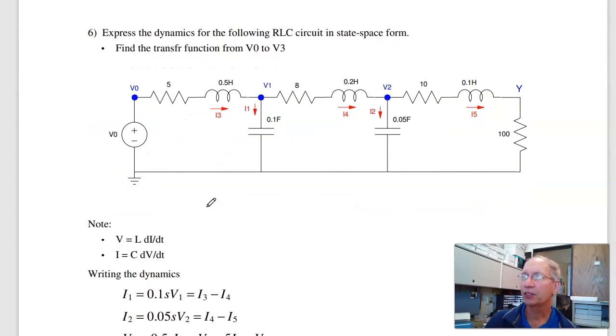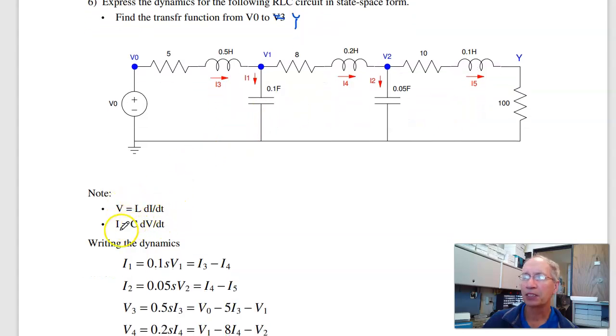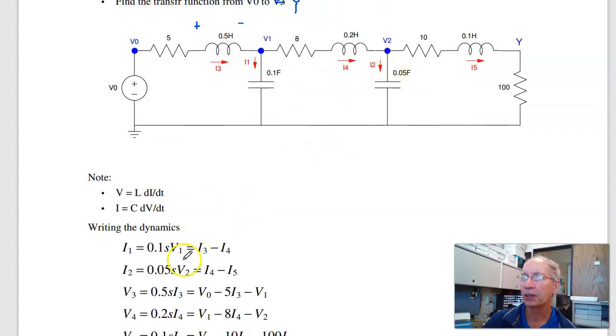Problem 6. Another circuit. Find the transfer function from V0 to Y. So to do that, I've got 1, 2, 3, 4, 5 ways to store energy. I'm going to wind up with a fifth order transfer function. To do that, I'm going to use the capacitors as I equals C dV/dt. For inductors, the voltage is L di/dt. So for the first one, I1 is just I3 minus I4. The second capacitor, I2, that's C dV/dt, is I4 minus I5.